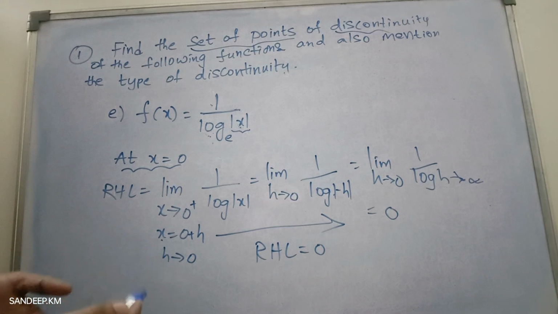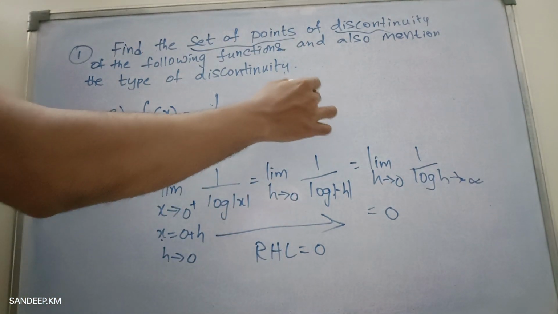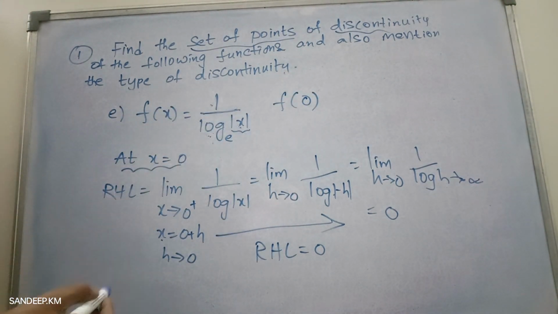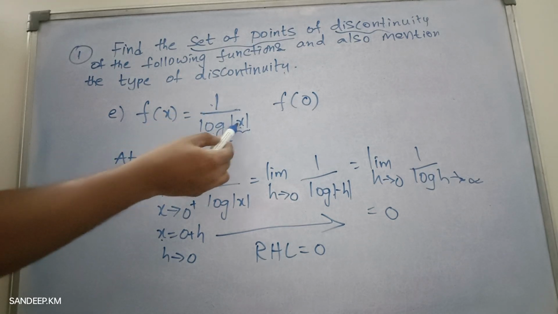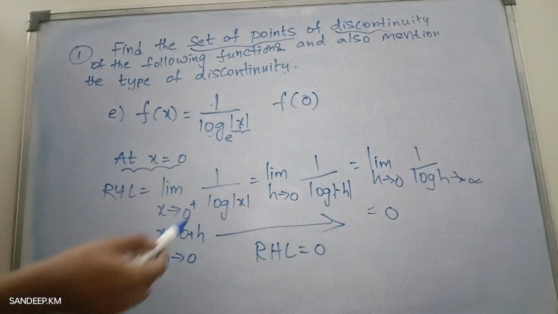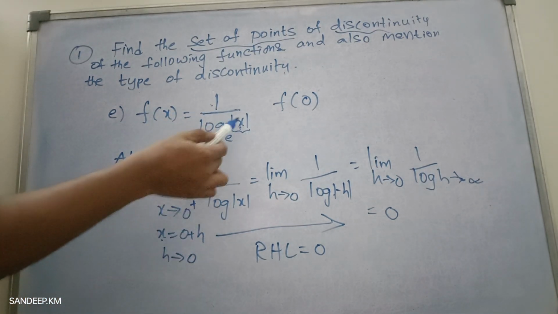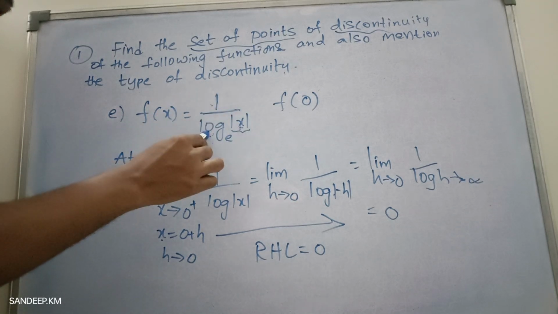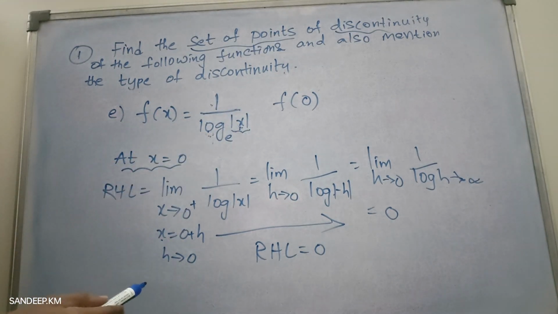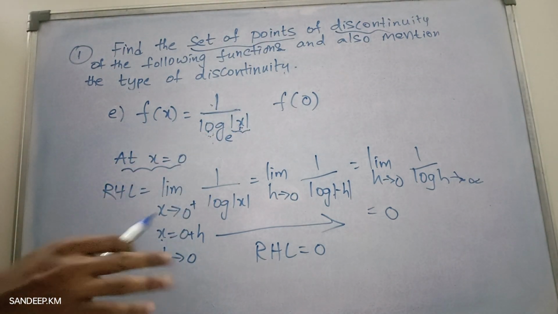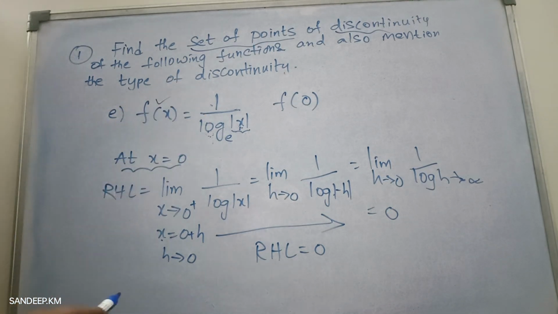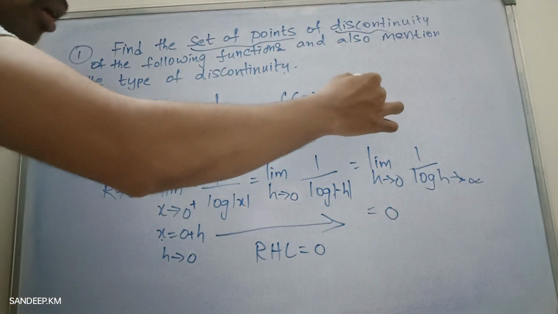But what about the value of the function, f of 0 at x equal to 0? What is the value of the function? 1 by log 0. Log 0 is not defined. Don't say infinity. When x is exactly 0, the logarithm will not accept that input. What is the meaning of it? The function is not defined when x is 0. So f of 0 is not defined.